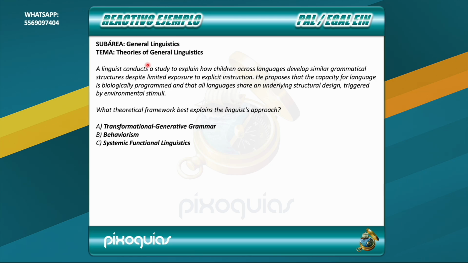A linguist conducts a study to explain how children across languages develop similar grammatical structures despite limited exposure to explicit instruction. He proposed that the capacity for language is a biological program and that all languages share an underlying structural design, triggered by environmental stimuli. What theoretical framework best explains the linguist's approach? A. Transformational generative grammar. B. Behaviorism. Or C. Systemic functional linguistics.